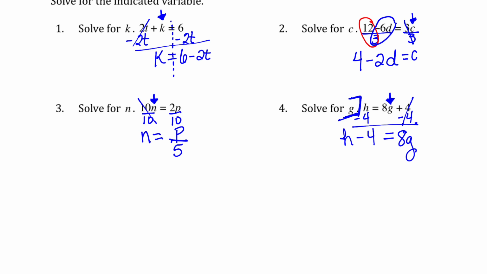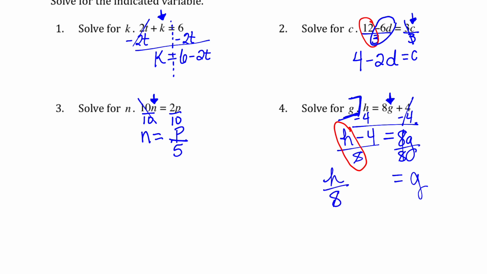Now what do we do, Braden? We divide by what? 8. We divide by the number that is attached to the letter we're trying to isolate. So we get g equals, what's going to be on the left side? What is h divided by 8? Can I simplify that? No. So it's going to be h divided by 8.